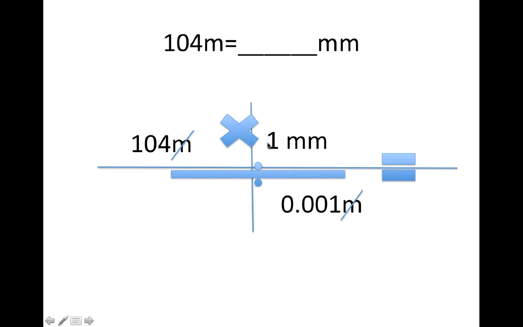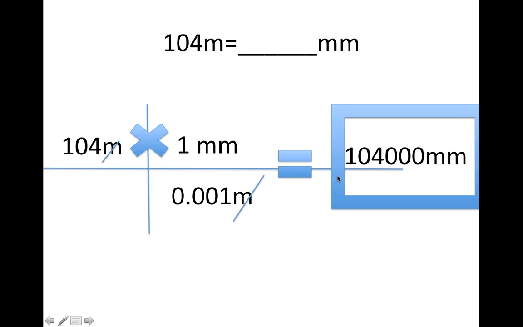So we take 104 times 1, which is 104, and then plug it into your calculator. You divide by 0.001. Again, we multiply across the top and divide by everything on the bottom. So 104 times 1, which will be 104, and then we divide our 104 by 0.001. If you put that into your calculator, you should get 104,000 millimeters. So 104 meters equals 104,000 millimeters.